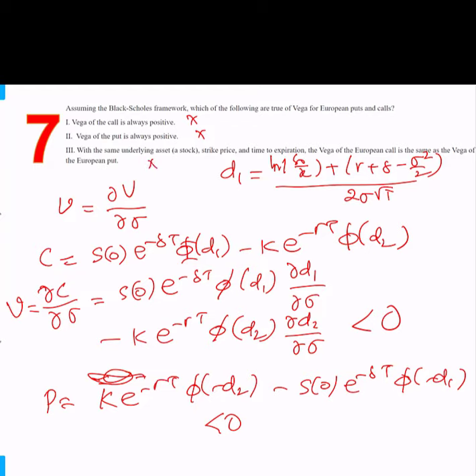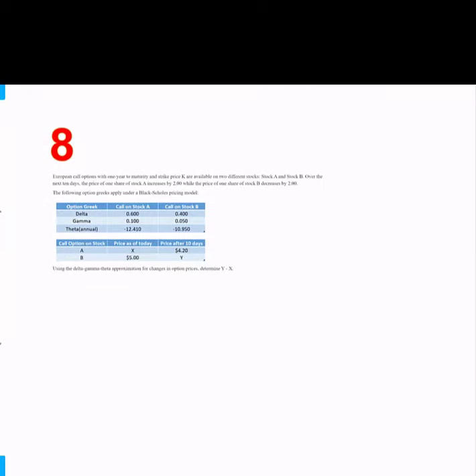And number 3 is incorrect because for put and for call price, we use different formulas, so they cannot be equal. So 3 is incorrect. So the answer here is none of them. Yeah, that's problem number 7. All right, next.